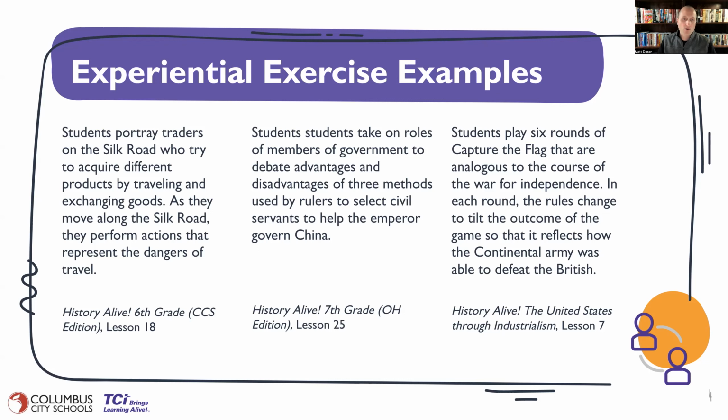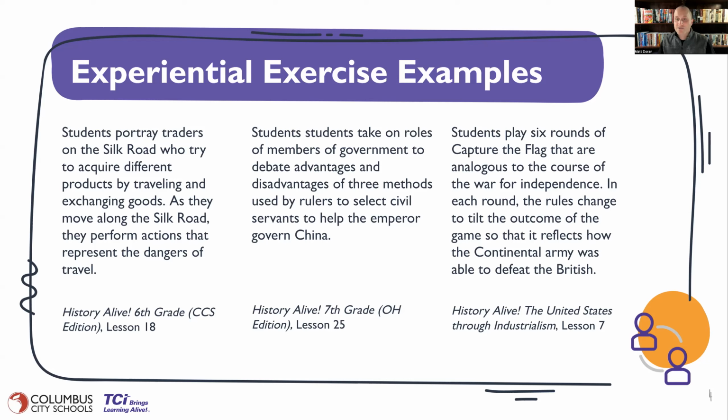So we're trying to give a kind of role play experience of what it's like to be a trader on the Silk Road. In grade 7, students take on roles of members of government to debate advantages and disadvantages of 3 methods used by rulers to select civil servants to help the emperor govern China. So we're talking here about government in medieval China.